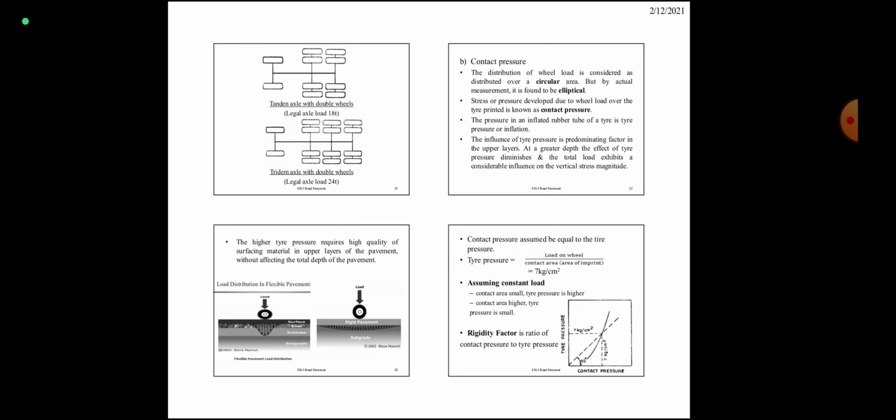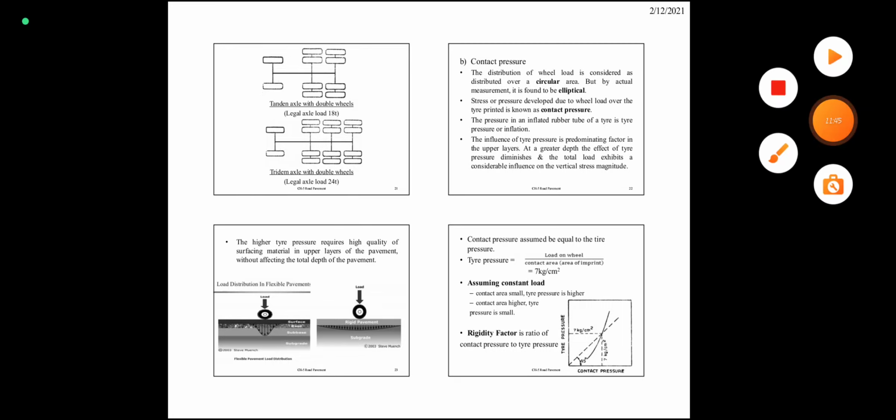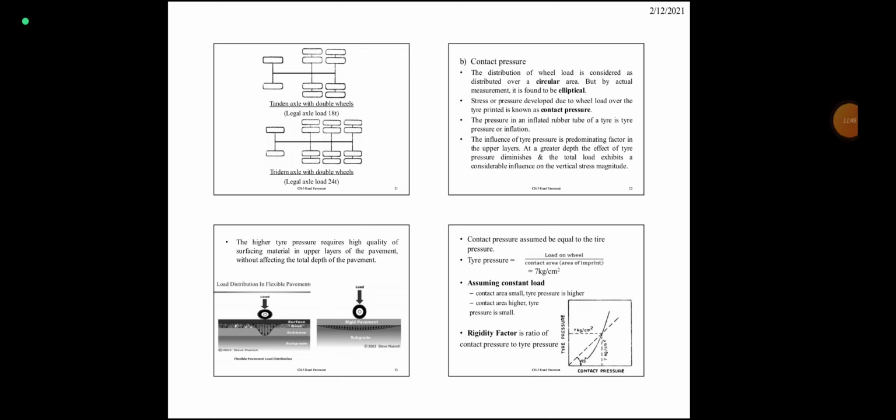The higher tire pressure requires a high quality of surfacing material in the upper layers of the pavement without affecting the total depth of the pavement. Contact pressure is assumed to be equal to the tire pressure.